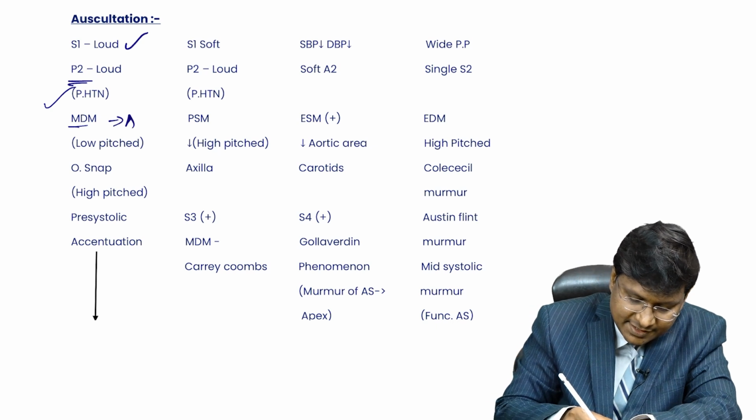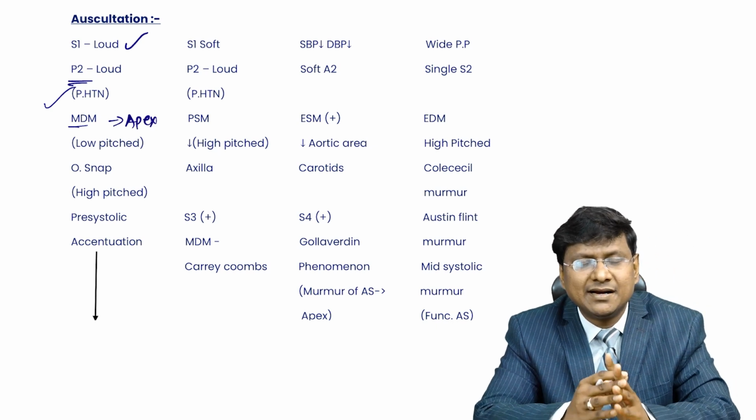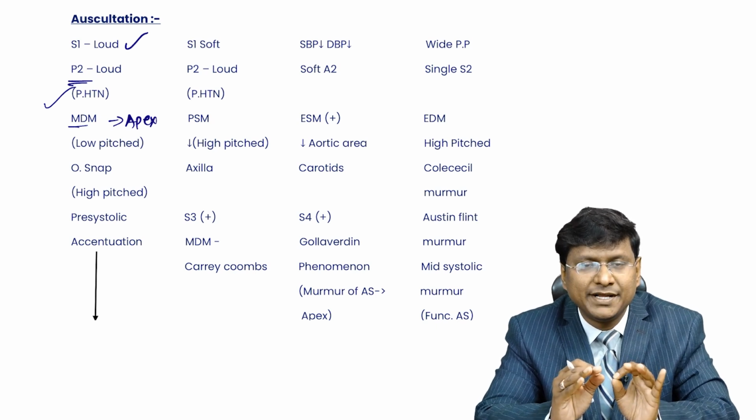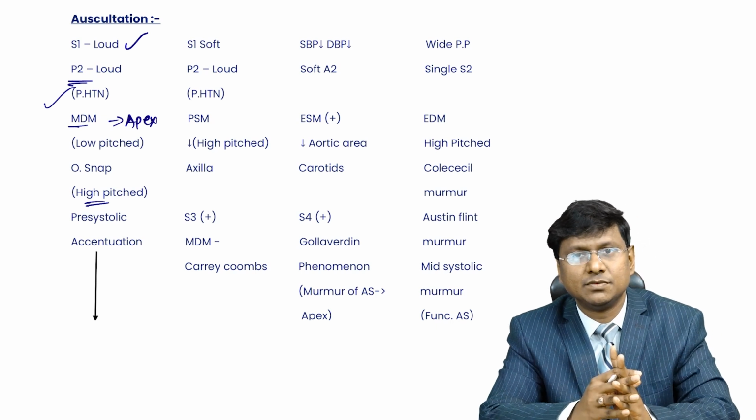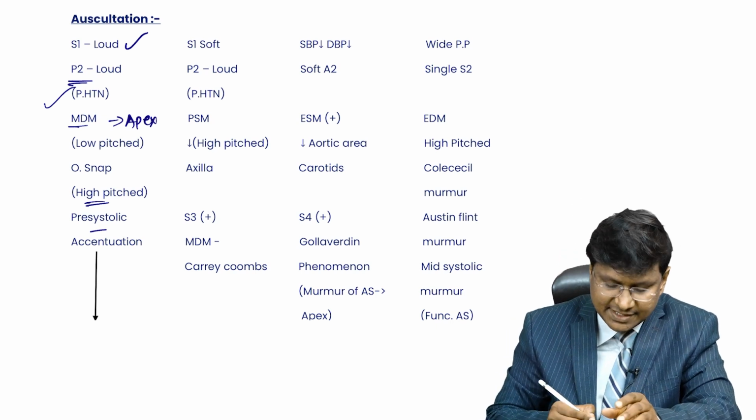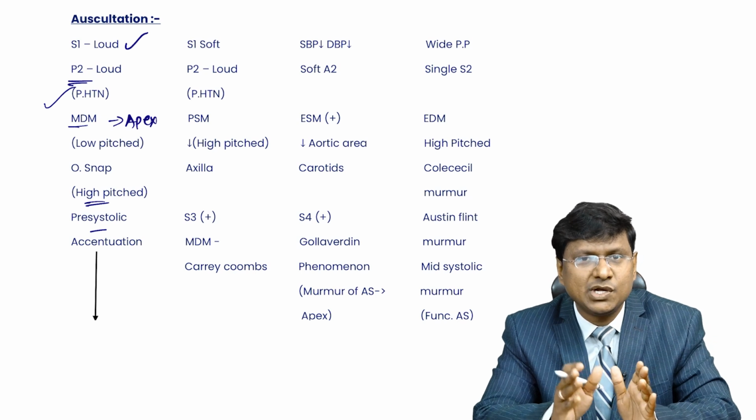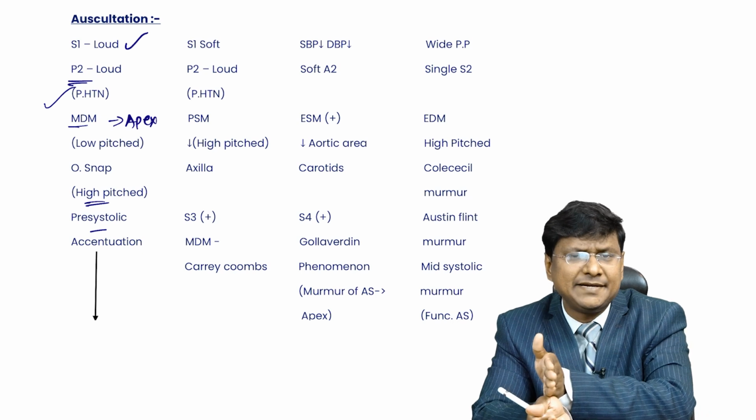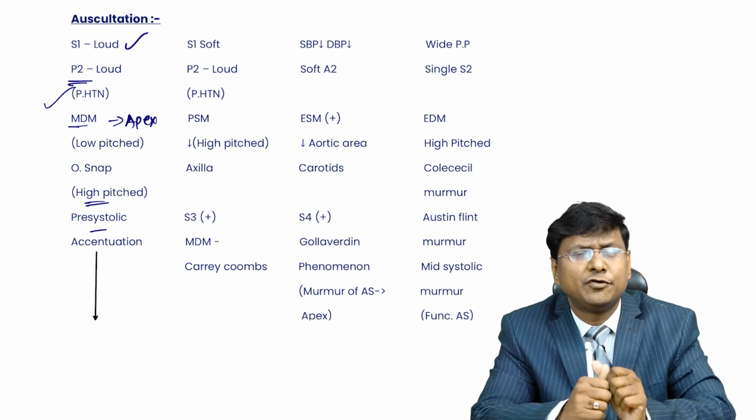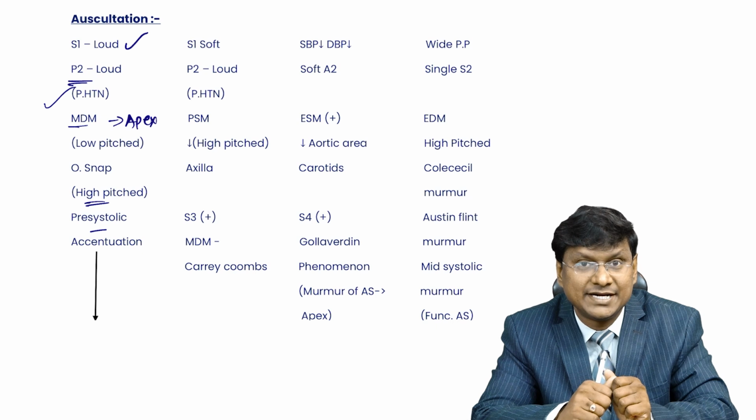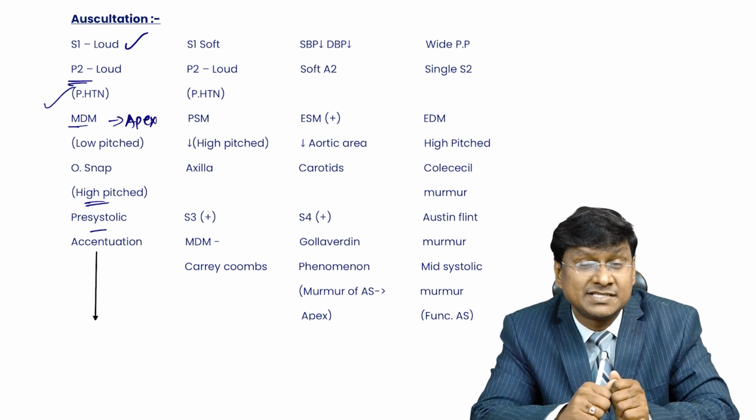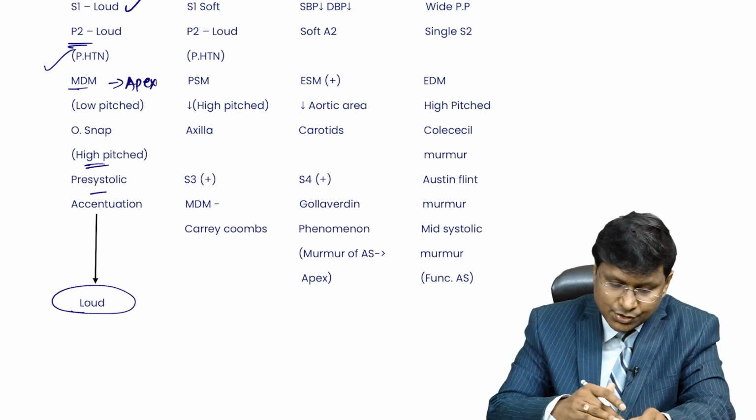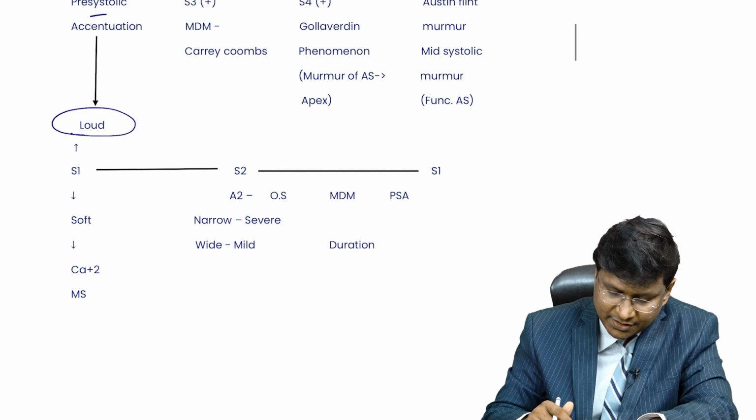So where is this heard? This is heard at the apex of the heart. And in the early part of diastole, you will have the opening snap, and that opening snap is due to a forcible opening of the mitral valve, and it's a high-pitched sound. Next is the presystolic accentuation. The presystolic accentuation is heard in the later part of diastole, and that is due to a forcible left atrial contraction against the stenosed mitral valve. So this presystolic accentuation is loud. So this is about the auscultation that you will have in patients with mitral stenosis.